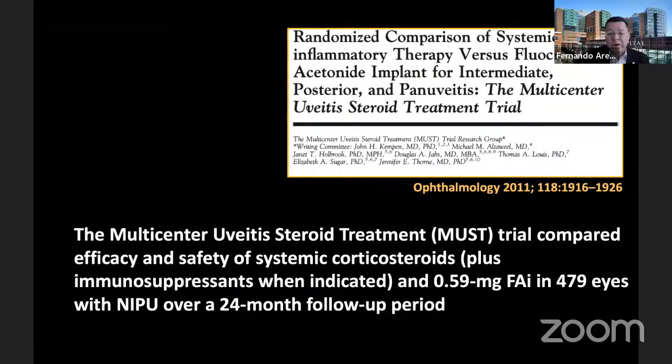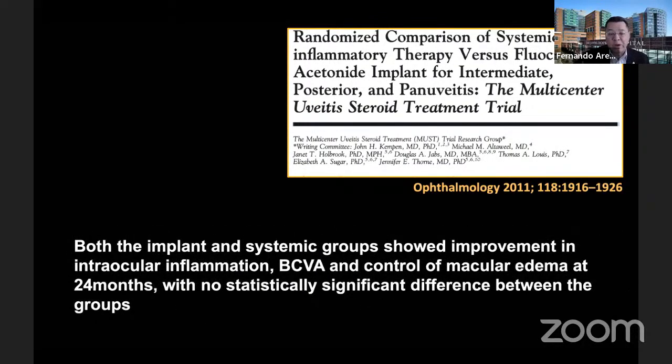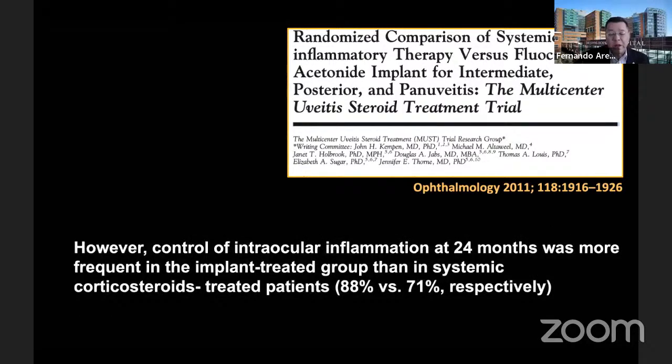In 479 eyes with non-infectious posterior uveitis, this study followed patients for 2 years. And the study showed that both the implant and systemic groups showed improvement in intraocular inflammation, best corrected visual acuity, and control of macular edema at 24 months. There was no difference between groups. However, the control of inflammation at 24 months was more frequent in the implant-treated group than in systemic corticosteroid treated patients, and you can see the percentages there.